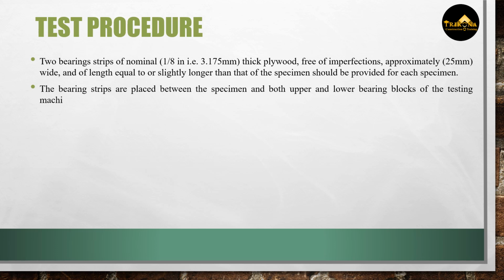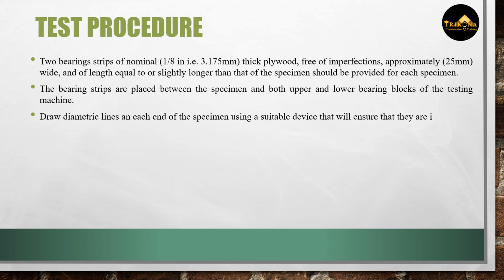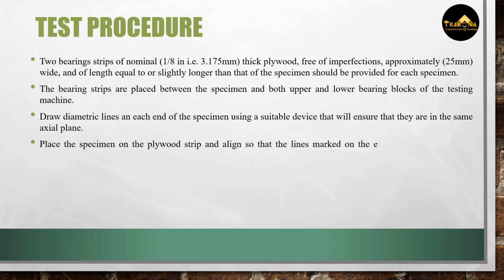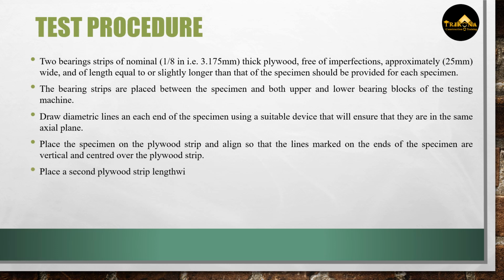Draw diametric lines on each end of the specimen using a suitable device that will ensure that they are in the same axial plane. Place the specimen on the plywood strip and align it so that the lines marked on the ends of the specimen are vertical and centered over the plywood strip. Place a second plywood strip lengthwise on the cylinder, centered on the lines marked on the ends of the cylinder.